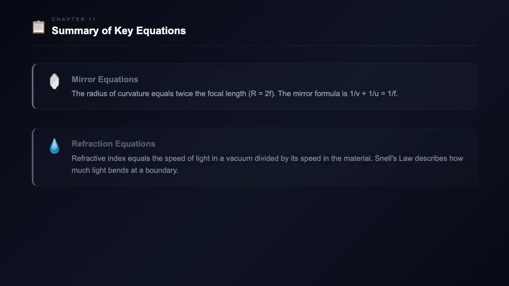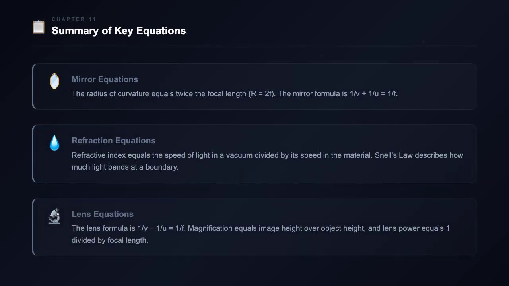The radius of curvature of a mirror equals twice its focal length. The mirror formula is 1 divided by v plus 1 divided by u equals 1 divided by f. Magnification is image height divided by object height or image distance divided by object distance. Refractive index is the speed of light in a vacuum divided by the speed of light in a material.